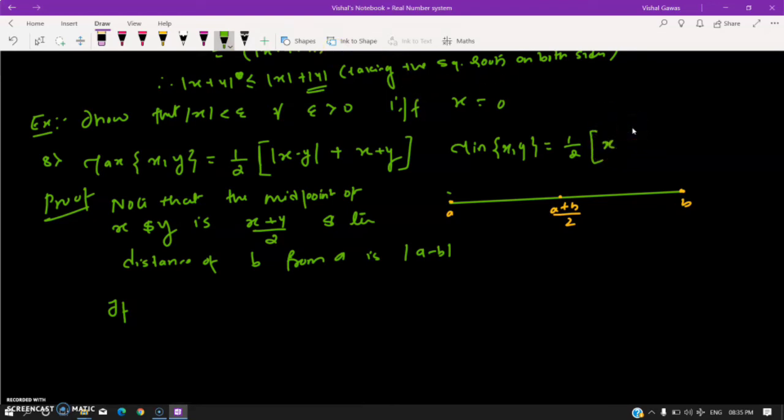Let me just check that out. X plus y, negative of absolute of x minus y. Okay, so let's look at the proof. We'll prove both of them.